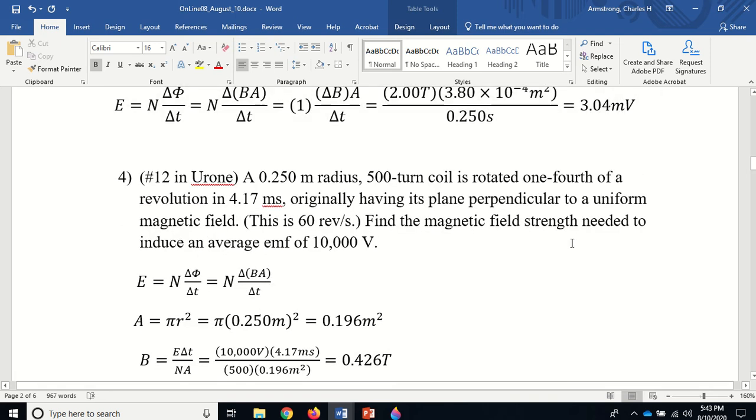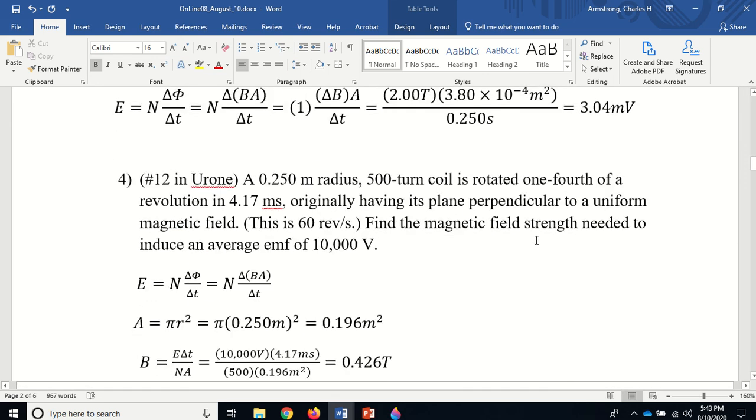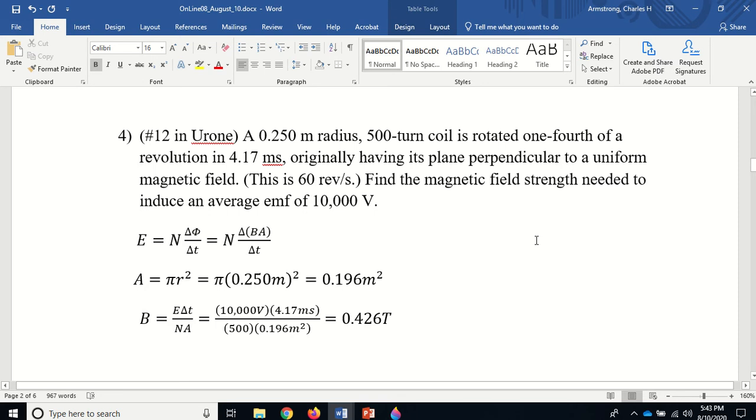Number 12 in Urone is a 0.250 radius, 500 turn coil. Remember, we didn't have the N up here because it's just a ring, just one loop. Here we've got a 500 turn coil rotated one quarter of a revolution in 4.17 times 10 to the minus 3 seconds, originally having its plane perpendicular to the uniform magnetic field. This is 60 revolutions per second. Find the magnetic field strength needed to induce an average EMF of 10,000 volts.